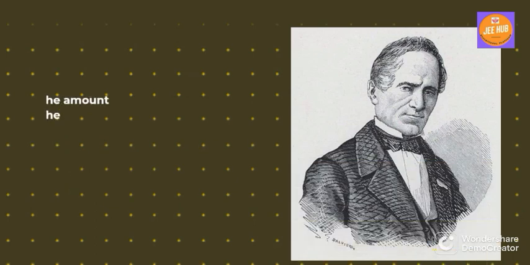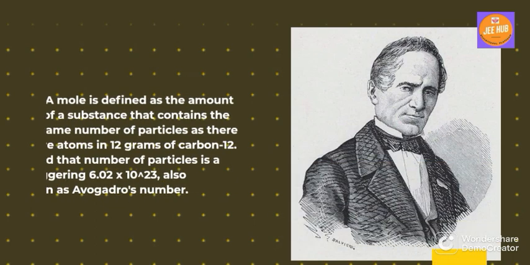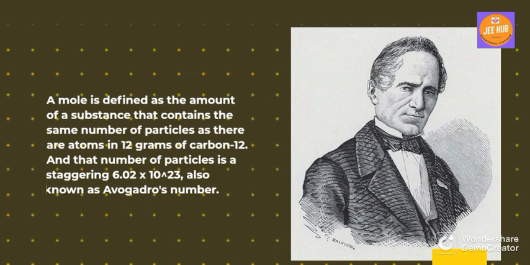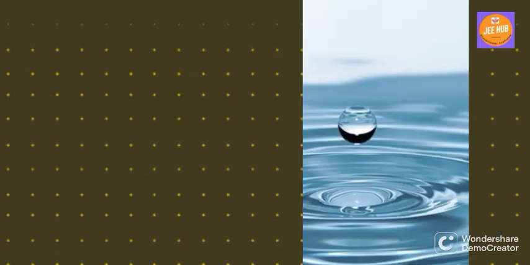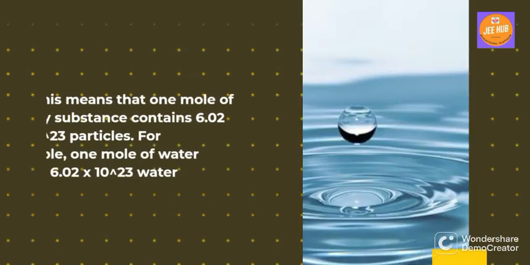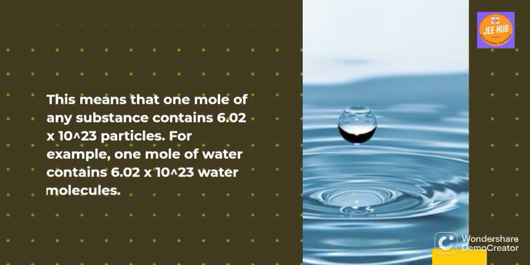A mole is defined as the amount of a substance that contains the same number of particles as there are atoms in 12 grams of carbon-12. And that number of particles is a staggering 6.02 × 10^23, also known as Avogadro's number. This means that 1 mole of any substance contains 6.02 × 10^23 particles.